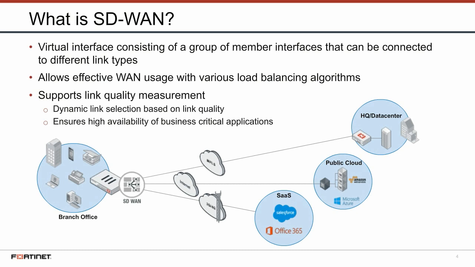One of the main motivators for deploying SD-WAN is effective WAN use when you are using multiple WAN links. Effective WAN use is achieved using various load balancing algorithms such as bandwidth usage, sessions, or application-aware routing. Another important feature of SD-WAN is link quality measurements. Using ping or HTTP echo, FortiGate can determine the latency, jitter, or packet loss percentage for each link and dynamically select links based on these measurements. This ensures high availability for business-critical applications.